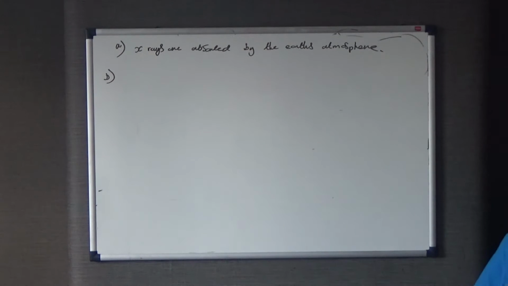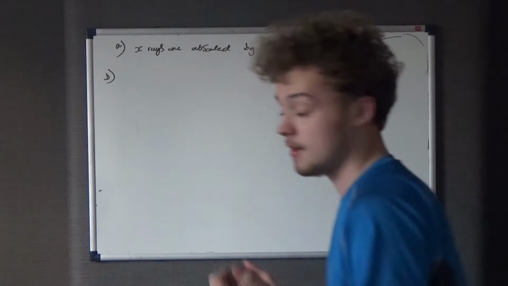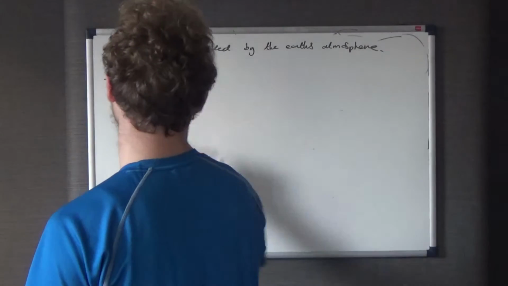B part 1. Well, this is in 2000. Such a telescope was used to observe a black hole in Ursa Major. Okay. Explain what is meant by a black hole. So again, just a definition question.